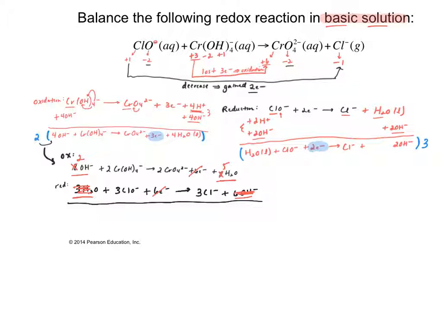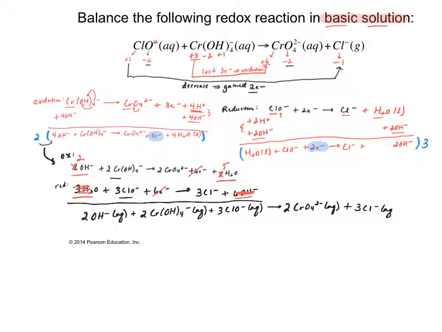Okay, so if we add everything together, overall we'll be left with 2 OH minus plus 2 CrOH4 minus plus 3 ClO minuses. And it's going to go to make 2 CrO4 2 minus plus 3 Cl minuses plus 5 H2Os.